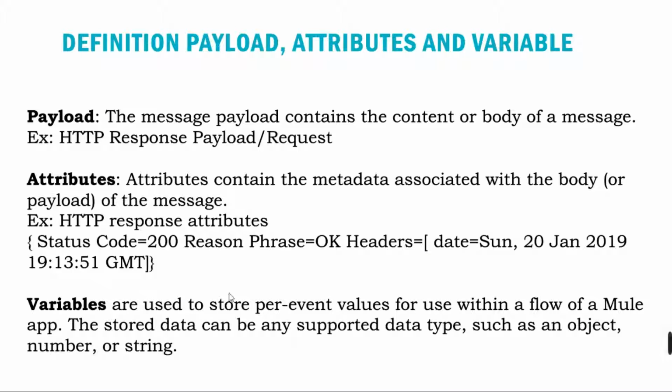Coming to variables, variables are used to store per-event values within a flow in a Mule app. The stored data can be any supported data type such as an object, number or a string. If you know some basic concepts of any language like C, Java and Python, there is a concept called variables. We can assign some value to a keyword, and that we call a variable. Variables have different types: number, string and object. We can use that.